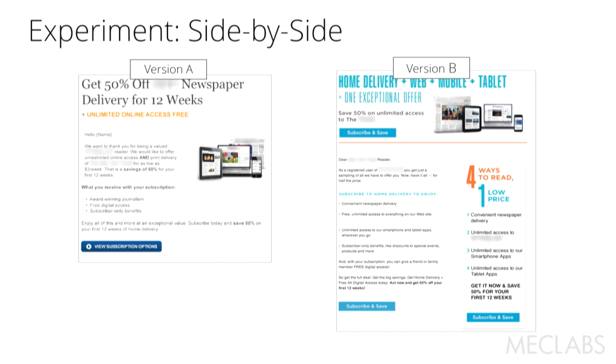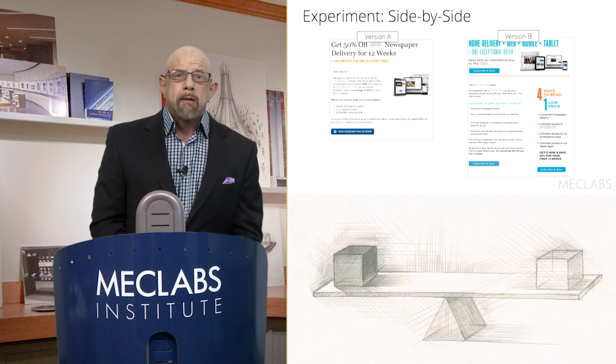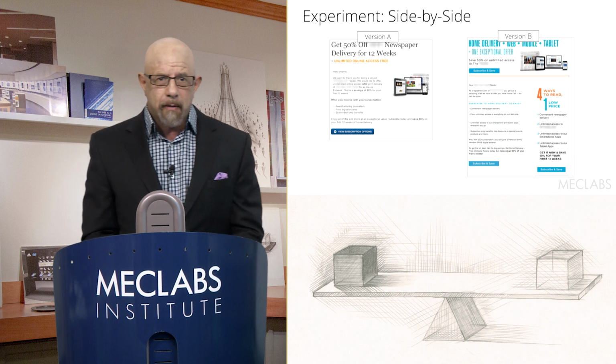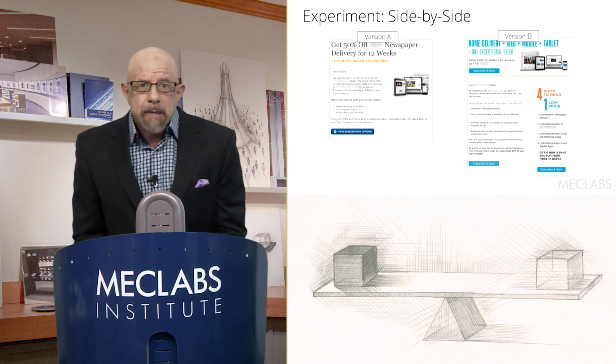Look on the left. Get 50% off. There's the brand of the paper. Delivery for 12 weeks. Unlimited online access free. And a powerful use of the subheader. Is version A better than version B? You know what? You can argue that all you want in the social dynamic that exists inside your company, but that will generally produce more heat than light.